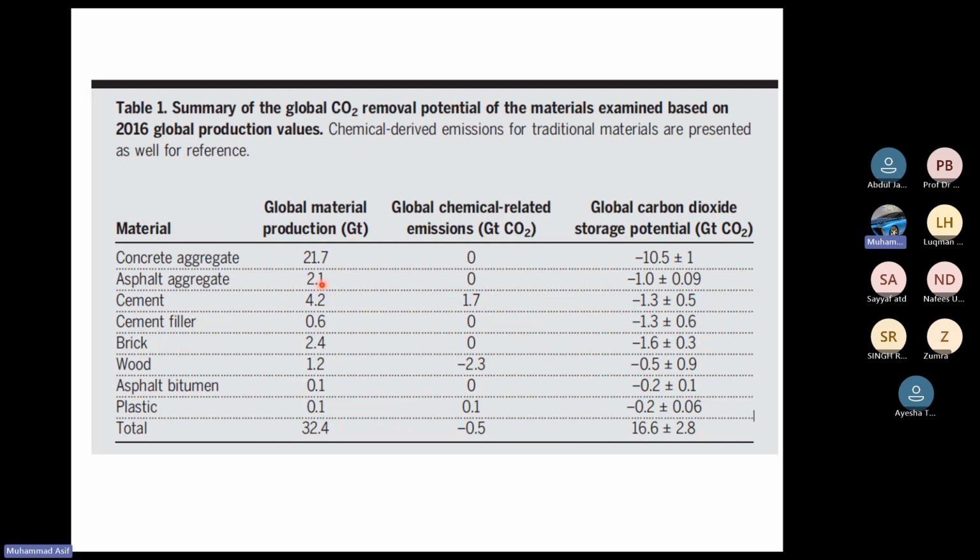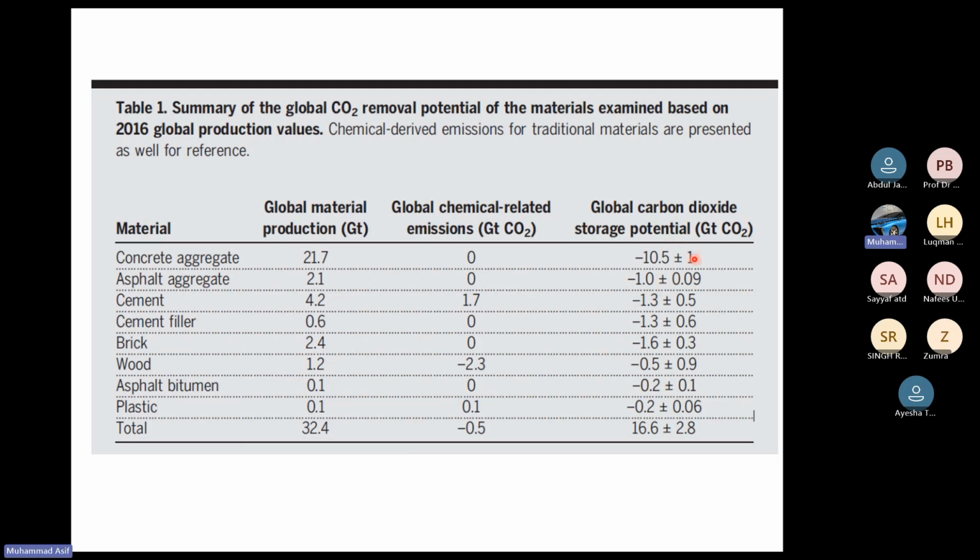So global material production is this. Basically, we need 32 gigatons per year. Currently, the only carbon-capturing material is wood, and we also have 2.3, and then cement emits 1.7 gigatons of carbon dioxide. If we eliminate this, the CO2 emission will be reduced, and we can increase wood-based, plastic-based and asphalt-based materials, and the cement filler that is biomass-based. So this will be carbon negative, and we can capture the CO2 emission, which is around 37 gigatons.